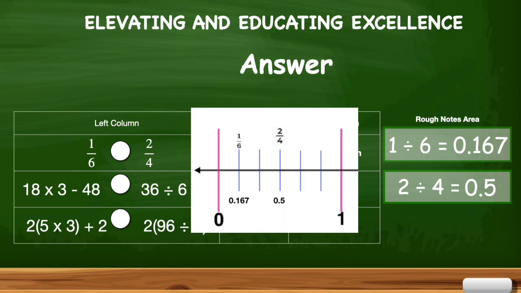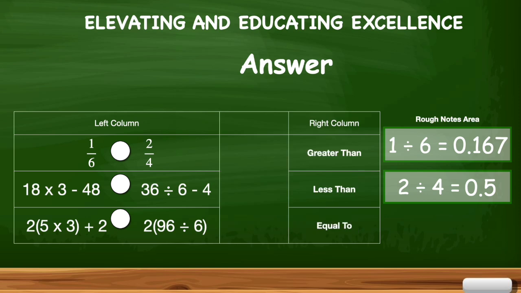You could also use a number line to help you to determine. So as you can see, based on this number line, the 2/4, which is 0.5, halfway between 0 and 1, is going to be greater than 0.167. So therefore, the answer is less than. So we're going to draw the symbol for less than, and we're going to draw a line going from the left column to the right column. So again, the answer is less than.